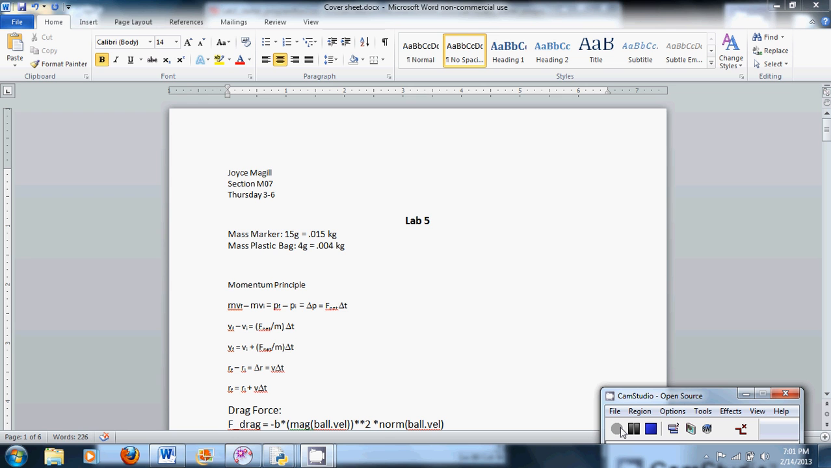So basically what we're doing in this lab is we're tracking the position and velocity of a falling object and studying the effects of drag force, which is the same as air resistance, on the velocity of a falling object.